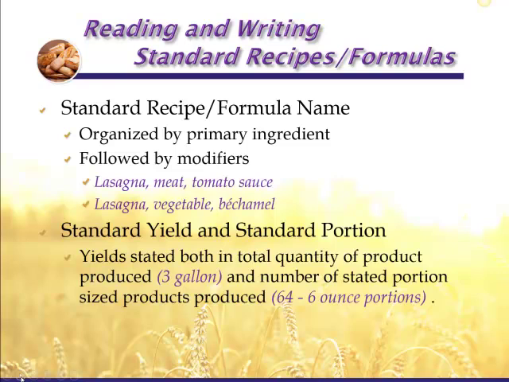The standard yield and standard portion: yield is stated both in total quantity of product, like 3 gallons, and the number of stated portion sizes the product produces, 64 6-ounce portions. This is very critical when we start talking about costing and we're breaking down a recipe to know how much we actually spent on the ingredients used to produce that recipe and how many portions it produces that we then sell it for.